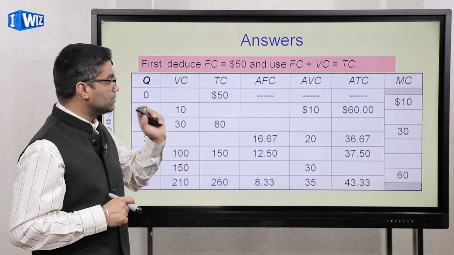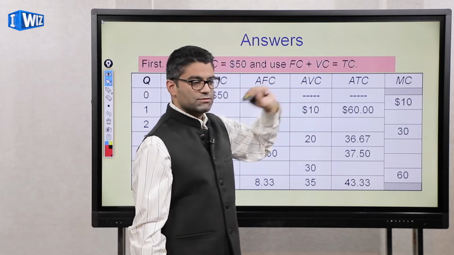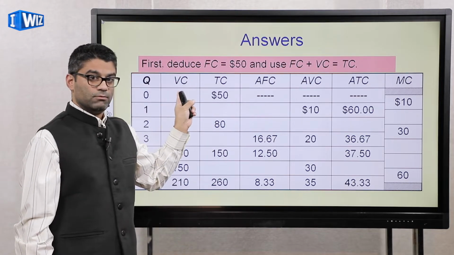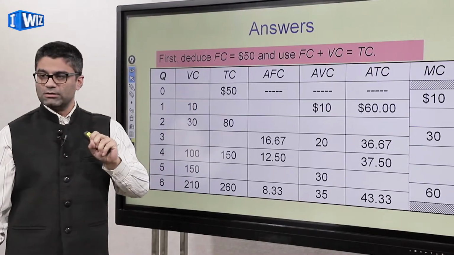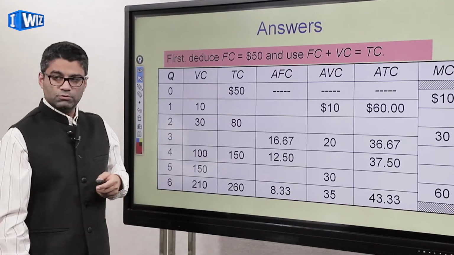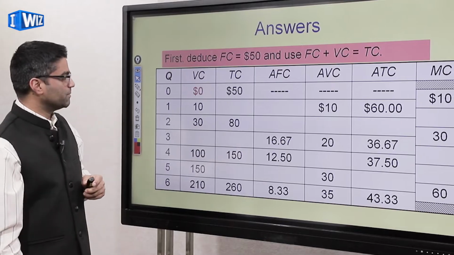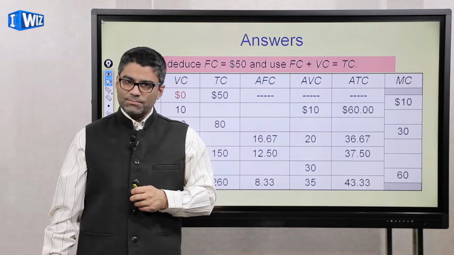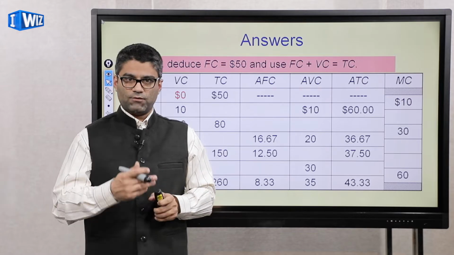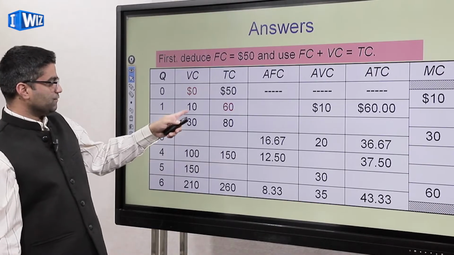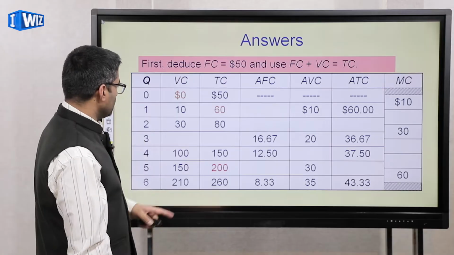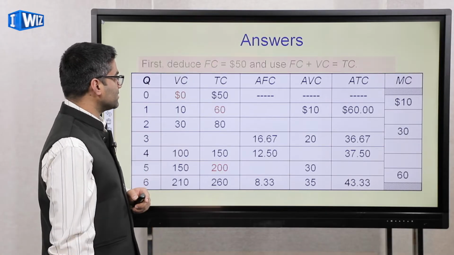So first you should be able to deduce that since FC plus VC gives you total cost, when you produce 0 units, your variable cost is 0. Therefore, your fixed cost must be 50, because total cost is only there when you produce 0 due to fixed costs. So that's the first thing you should observe. And typically, something related to fixed cost is what you need to figure out first before you proceed. This is going to be 60 because 50 plus 10, and then similarly 150 plus 200. You cannot fill in this yet, but we'll get to that in a second.